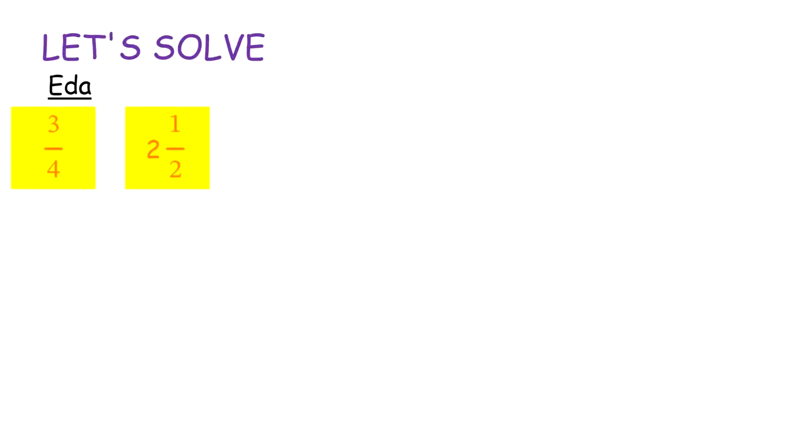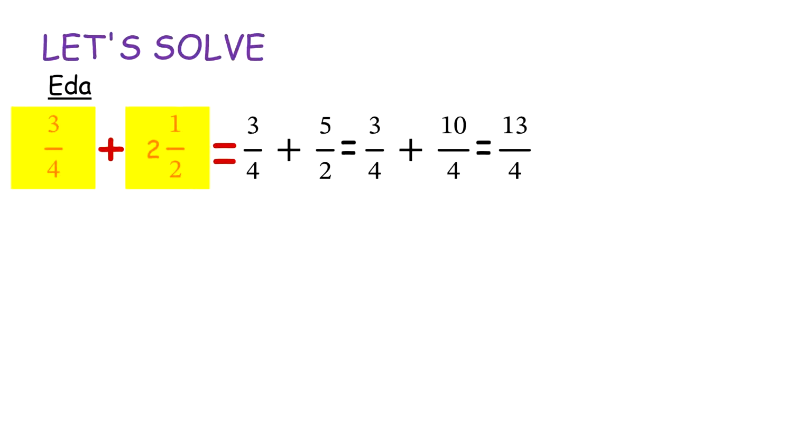Eda chooses these two cards, 3/4 and 2 and 1/2 are the rational numbers on them. Firstly, she adds them up by converting the mixed number to an improper fraction. Also, in order to do adding, we should expand 5/2 with 2 because the denominators should be equal to each other. If we add 3/4 and 10/4, we will get 13/4.